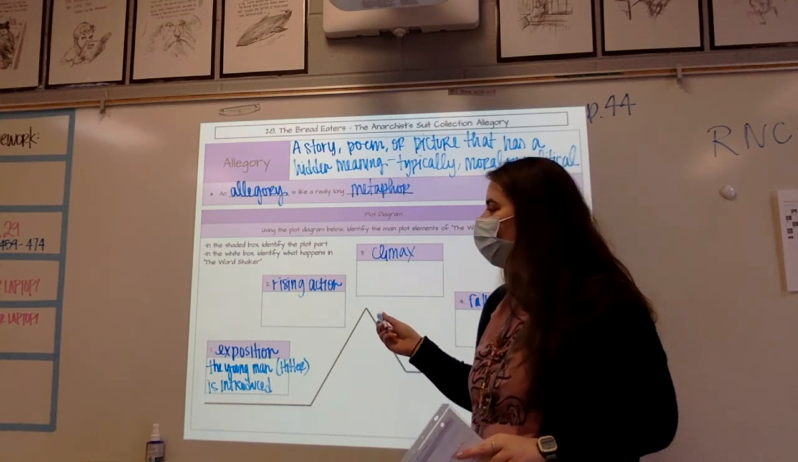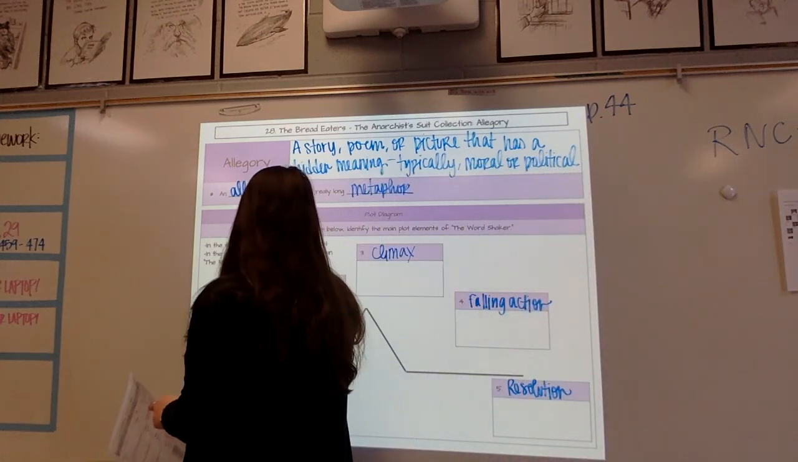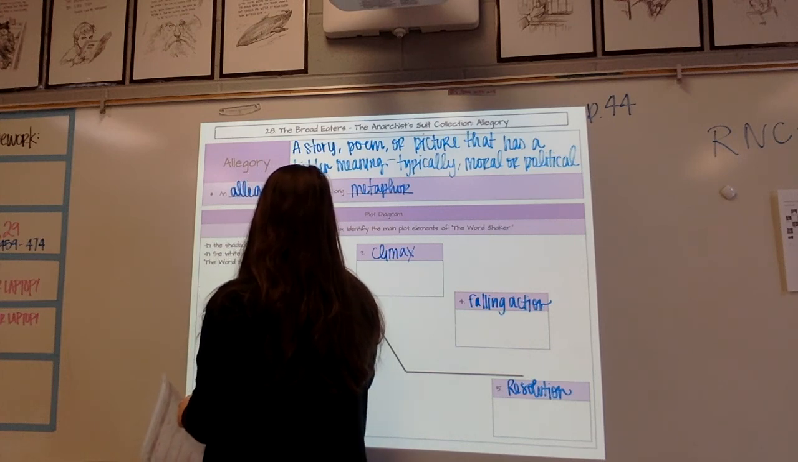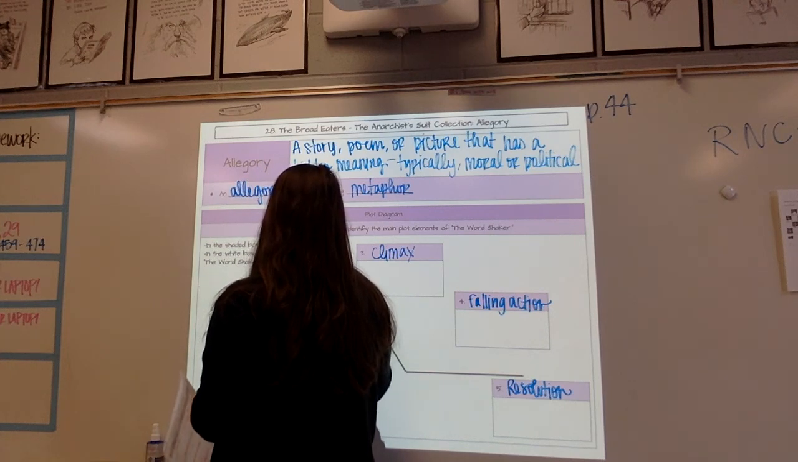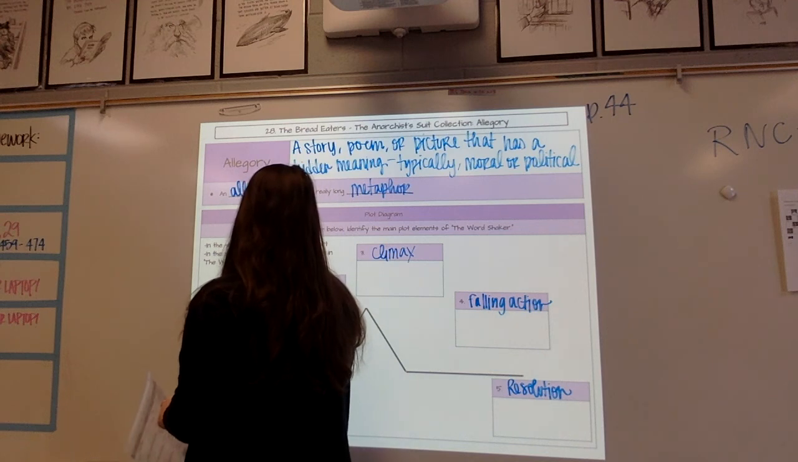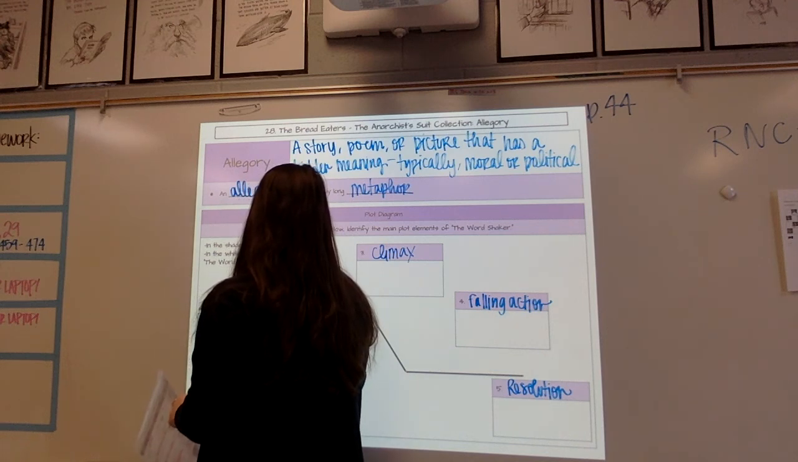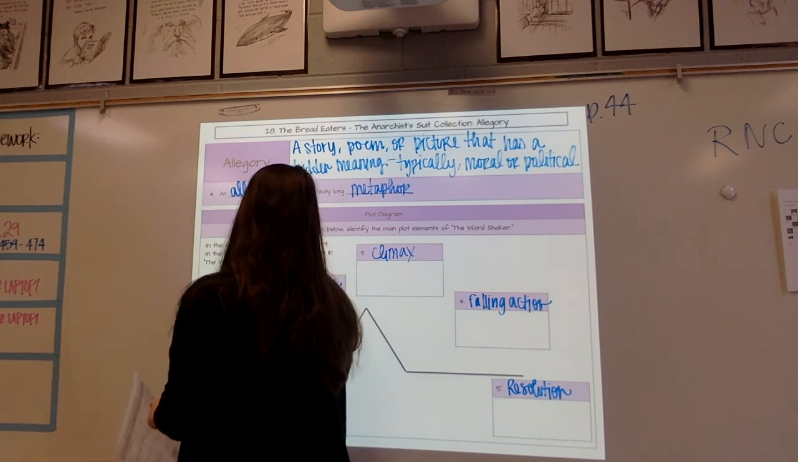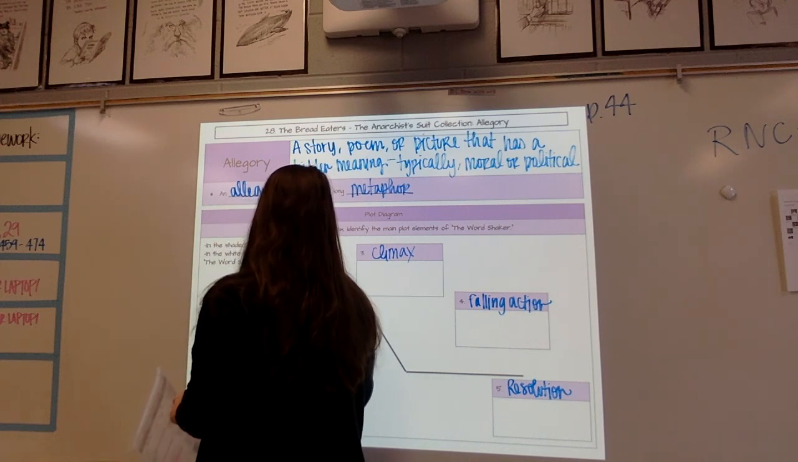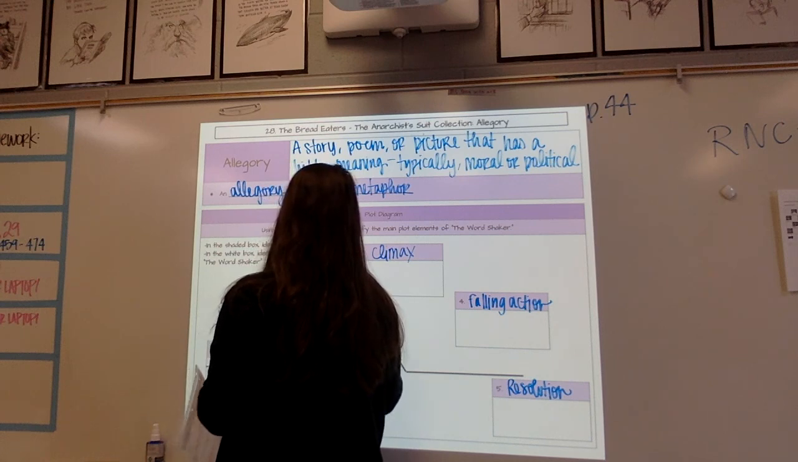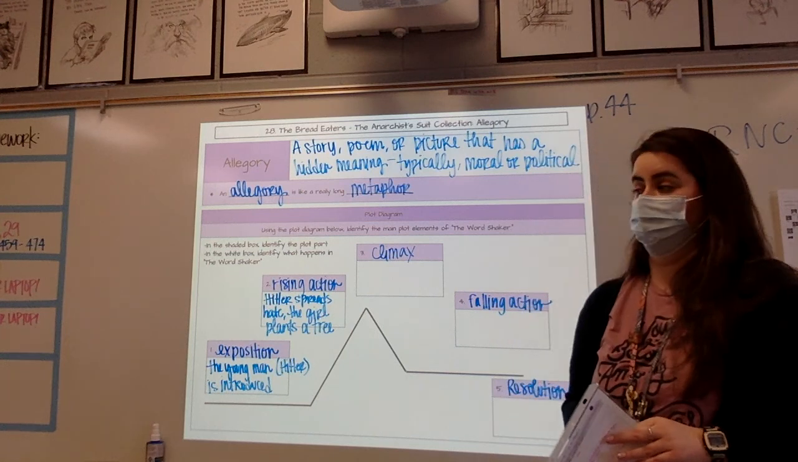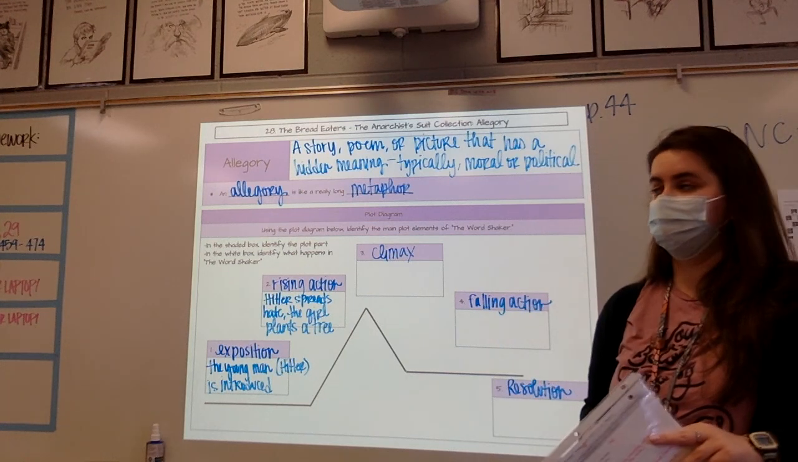Now, for rising action, what I'm going to put is that Hitler spread hate. And what does the girl do? What does she plant? Anybody remember? A tree. She plants a tree. Now, I'm doing a very simple version of this. We're not going to write everything down.